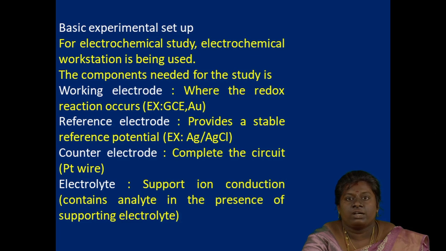So when we are applying the potential, the ions move through the electrolyte and reach the electrode surface, and we are obtaining the current. So the electrolyte acts as the medium between the electrode and the analyte. The electrolyte must be highly conductive and non-reactive in the chemical reactions. Mostly, a supporting electrolyte is used for the chemical reactions.